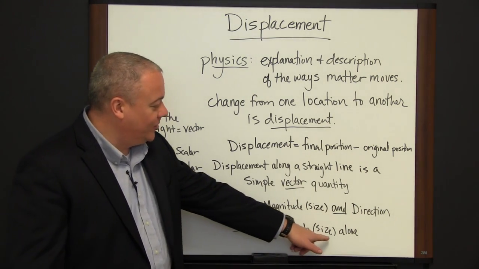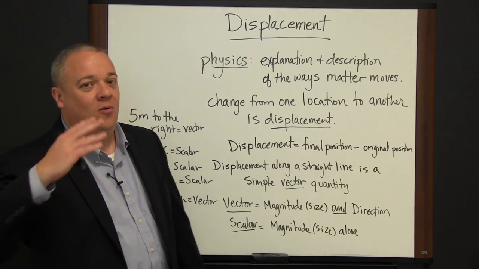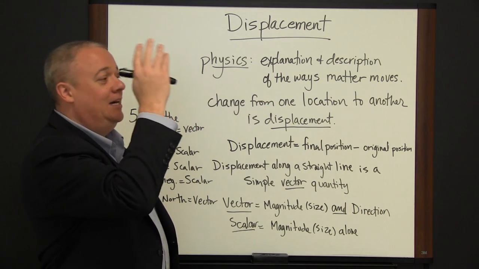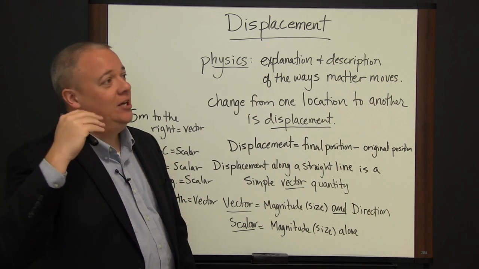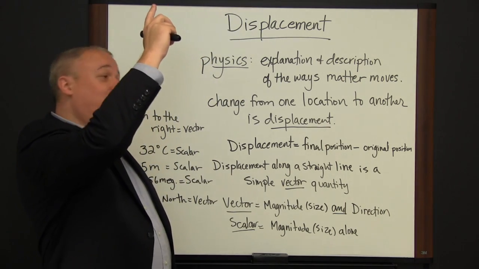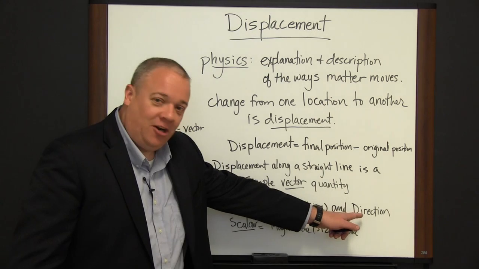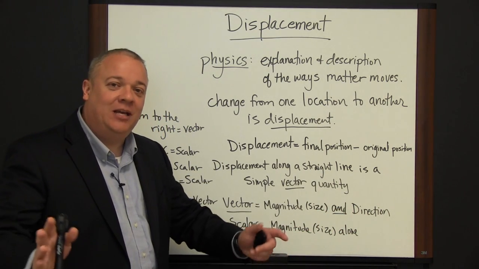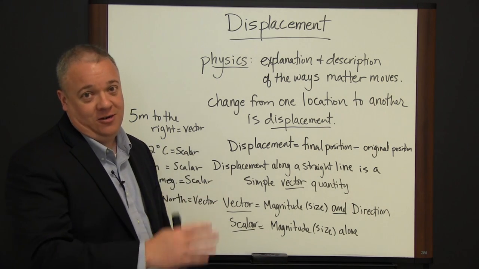Scalar is magnitude or size alone. We didn't talk anything about direction. Did it go 280 yards down the fairway straight, or did it hook, or did it slice? Did it go 500 feet straight up and then come down? We didn't talk about direction at all. We just measured the size or the magnitude. So magnitude equals size, or the measurement of the displacement, 280 yards.